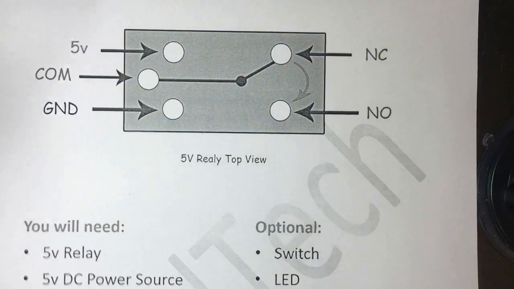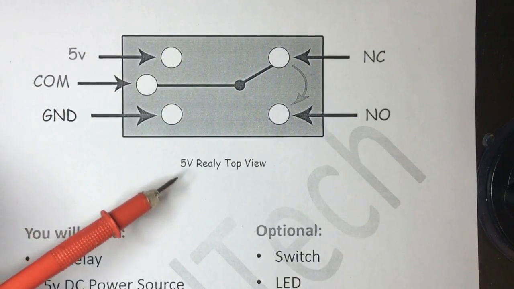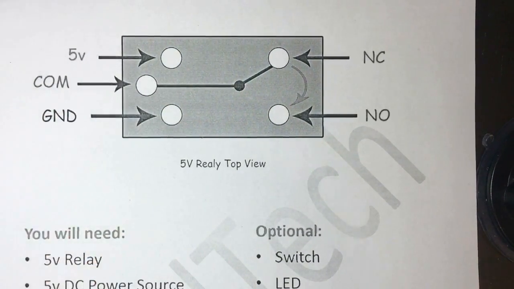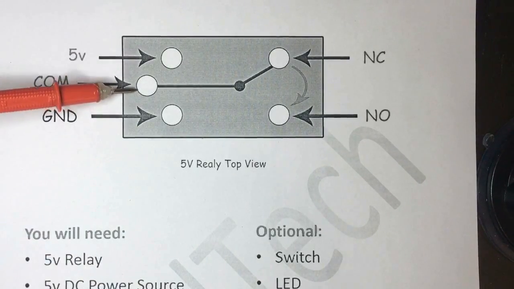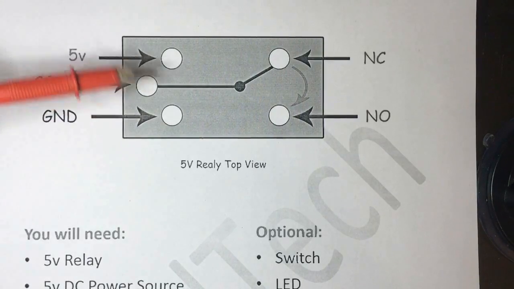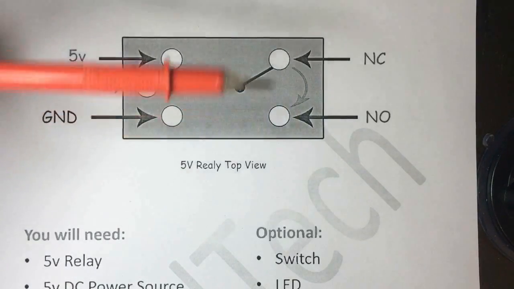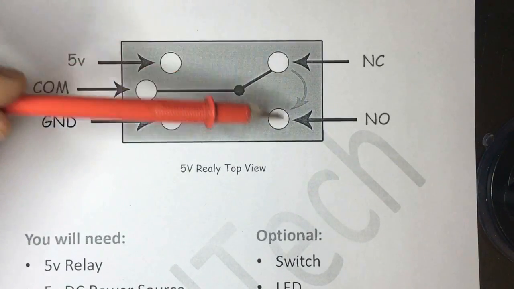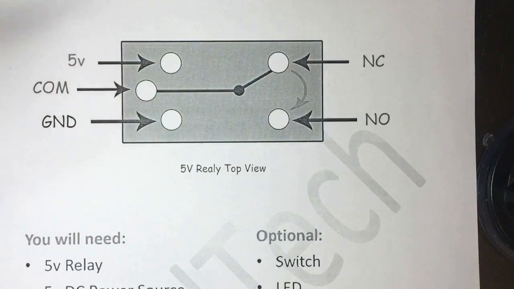First of all, this is the top view of a 5 volts relay. Here we have the common pin. These two pins are for 5 volts and ground. We have here the normally closed pin and the normally open pin.